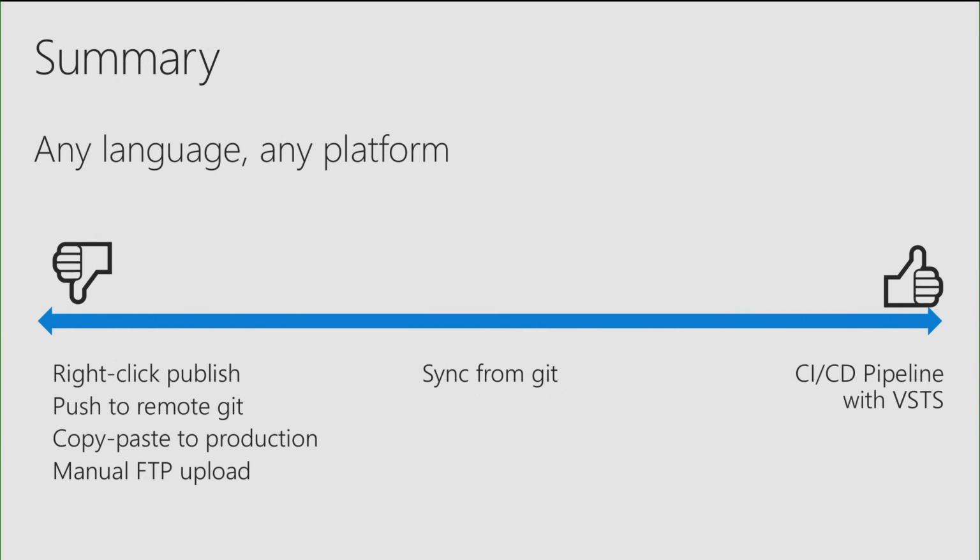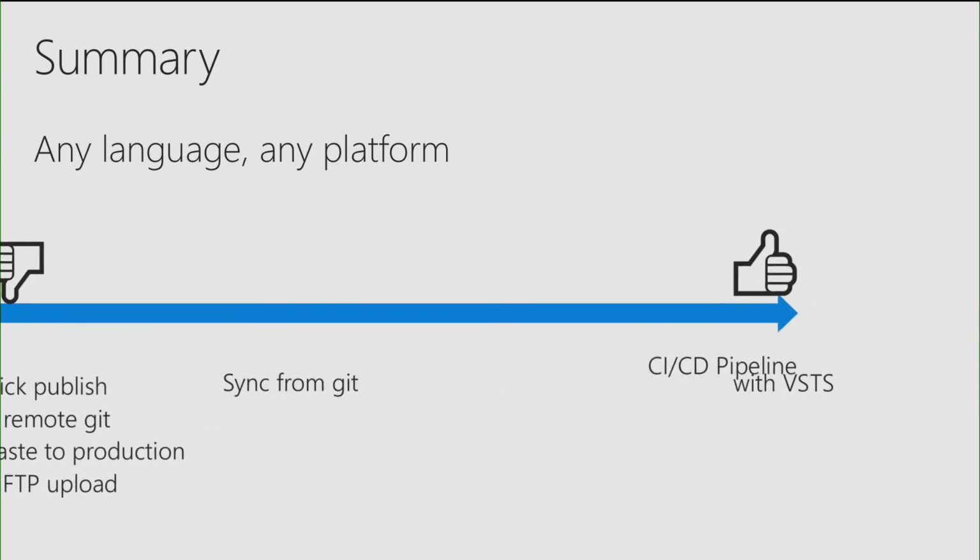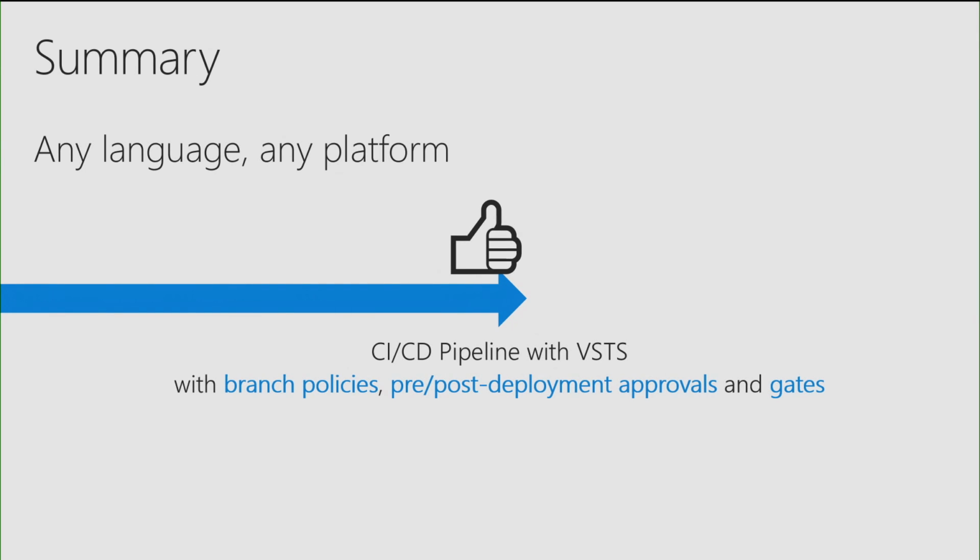When you're actually doing the deployment, you want to make sure that you're going all the way to the right with this CI/CD pipeline. But you can go further than that, and you can do things like branch policies, pre- and post-deployment approvals, and gates, like we've seen. Use deployment slots to make sure that production has no downtime, and Application Insights to feed that information back again. So this is really where we want to be, and VSTS and Azure allow us to do this in a really nice way.